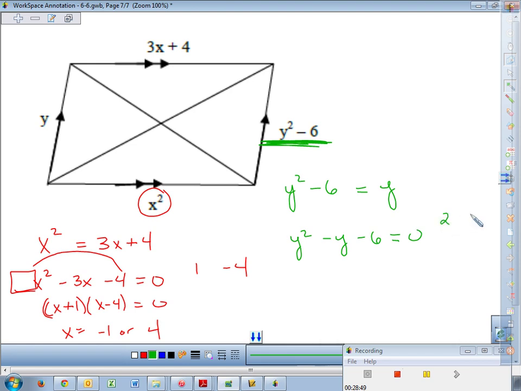2 and negative 3 or negative 2 and positive 3? Cool. So y plus 2, y minus 3 equals 0. Y'all cool with that? Solve. Zero product property. Y could equal negative 2 or 3. Are they both good answers? Can y be negative 2? We put it in right here. You'd get a negative 2 for that side length. Can't happen, right? So we cross him out.